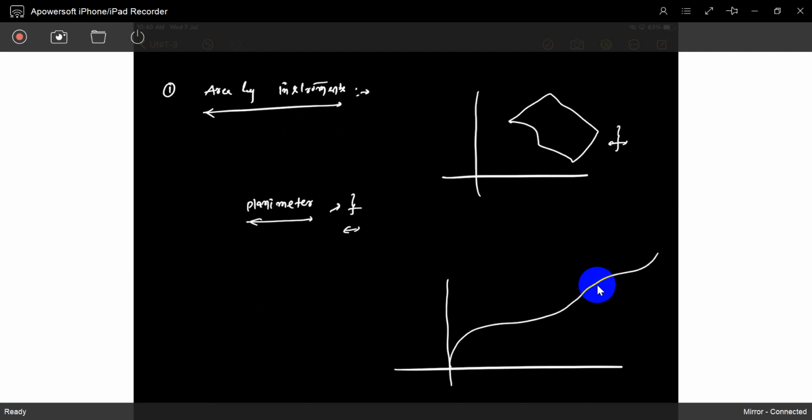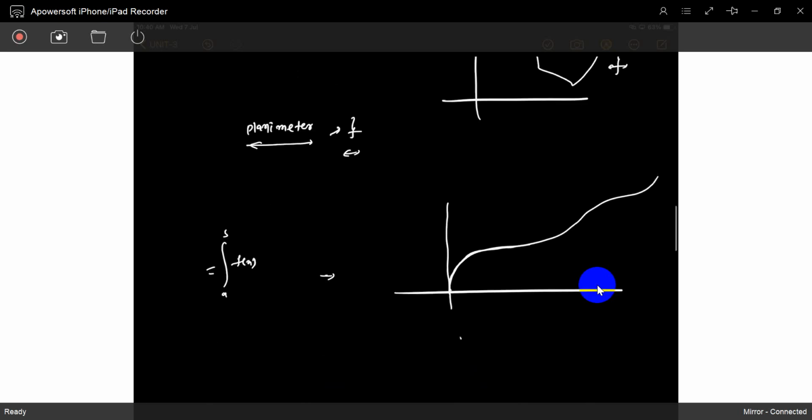How can you measure the areas? Measure the areas by f(x). If you know the equation of the line, then by integration from a to b, you will get the area. Understood? If you know this is the area, this is the line equation.